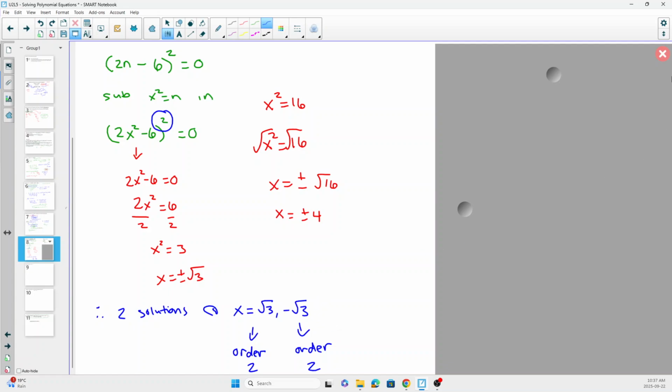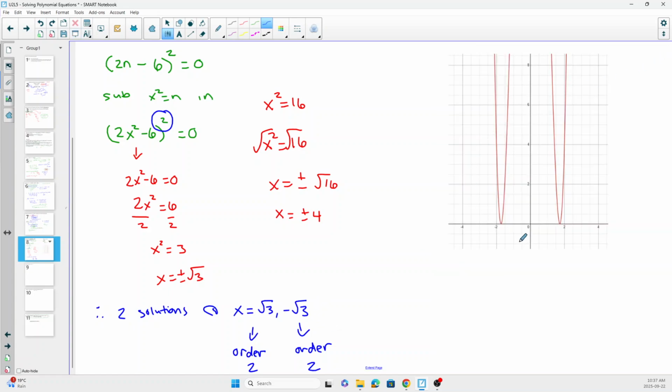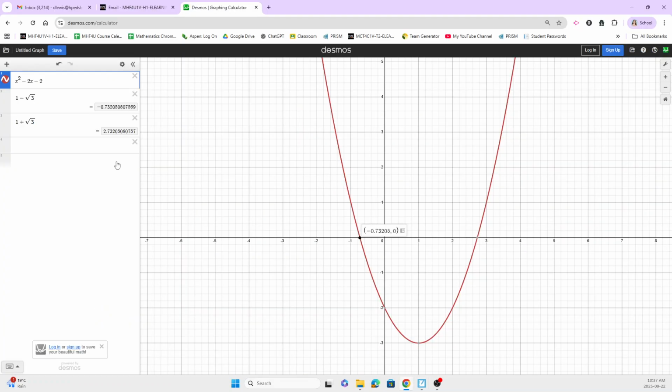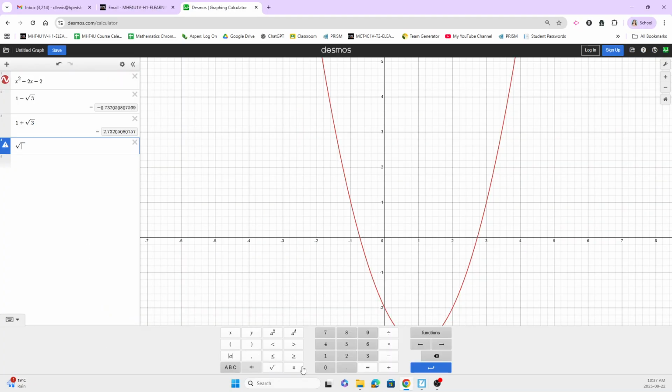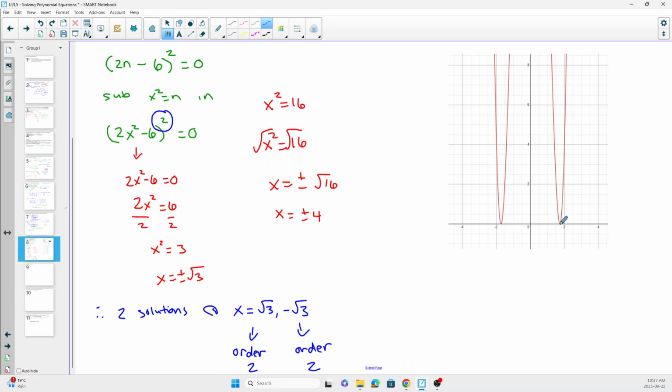This is important if we want to sketch this function because the square root of 3, and we could go back over here, we can use a calculator. We could say, okay, what's the square root of 3? It's 1.73. So we have a solution at positive 1.73. We have a solution at negative 1.73, and those are both order 2 solutions.